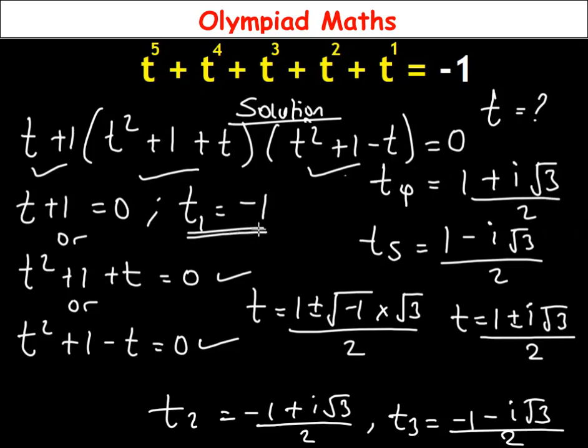So we've gotten the values of t1, t2, t3, t4, and t5. So any of these values of t, once you input it back into the equation, you will get the value as minus 1.